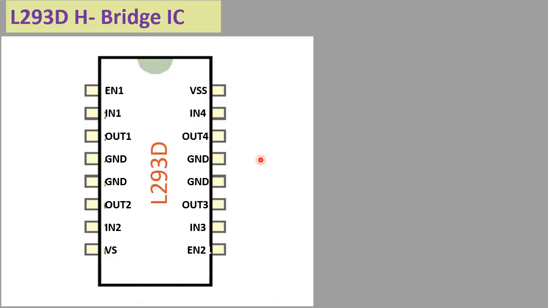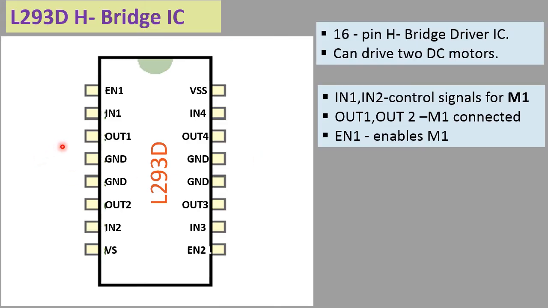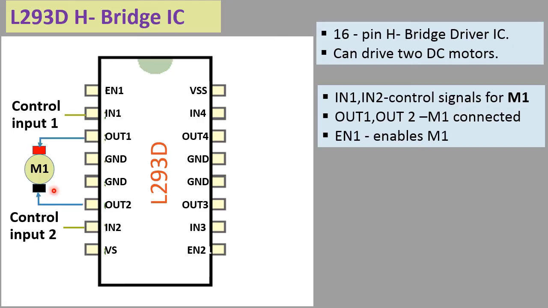Let's study the pinout of L293D IC. It is a 16-pin H bridge driver IC for DC motors. It can drive two DC motors simultaneously. It works on the concept of H bridge. Hence, direction of motor can also be controlled using it. IN1 and IN2 are the control signals for motor 1. They are connected to microcontroller port pins. Motor 1 is connected between OUT1 and OUT2 pins. EN1, that is enable 1, is the enable pin for motor 1, which should be kept high.